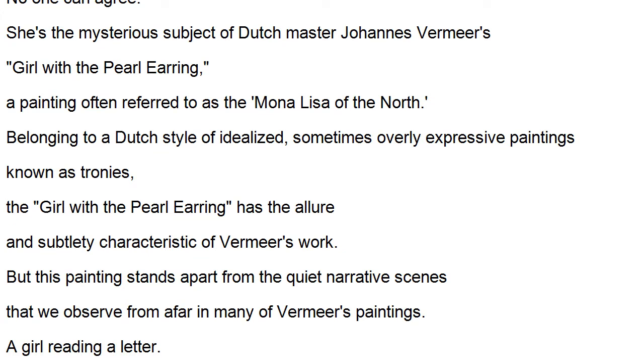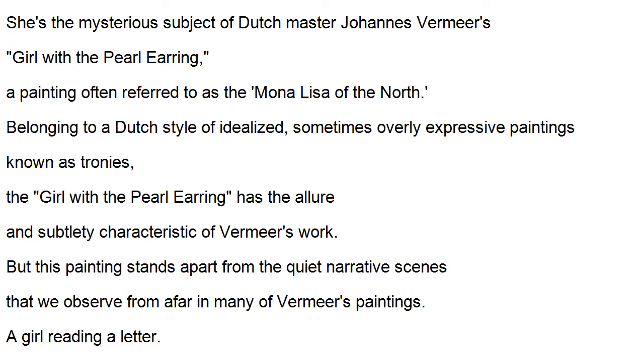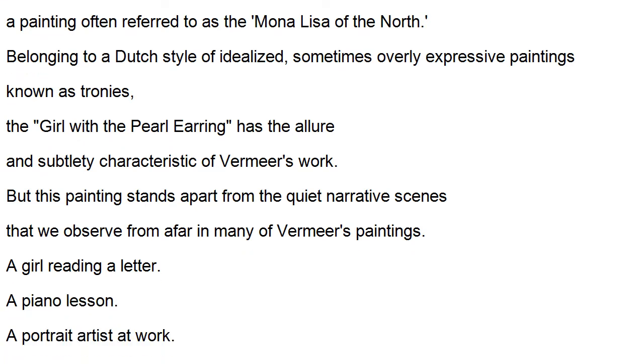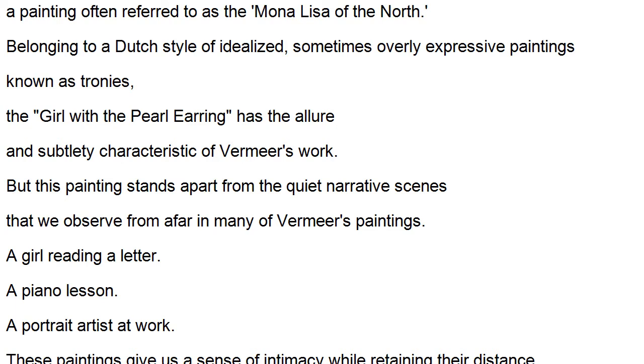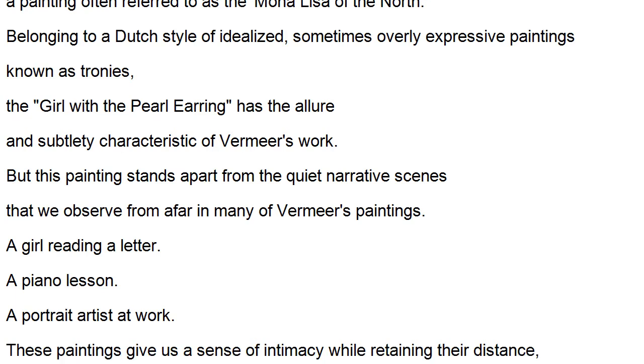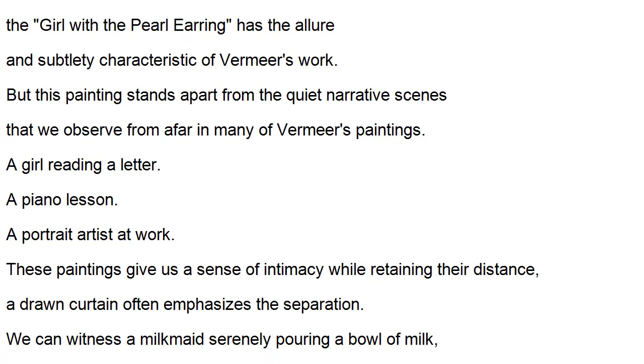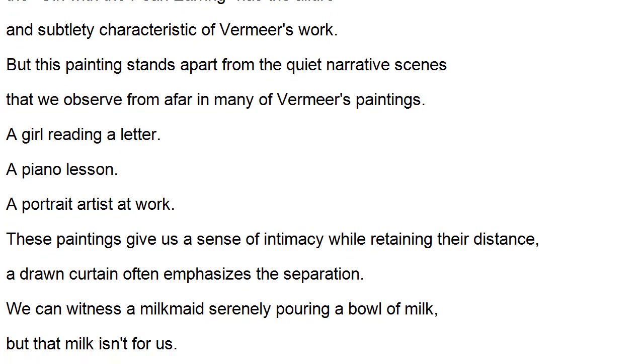Belonging to a Dutch style of idealized, sometimes overly expressive paintings known as tronies, the Girl with a Pearl Earring has the allure and subtlety characteristic of Vermeer's work. But this painting stands apart from the quiet narrative scenes that we observe from afar in many of Vermeer's paintings.